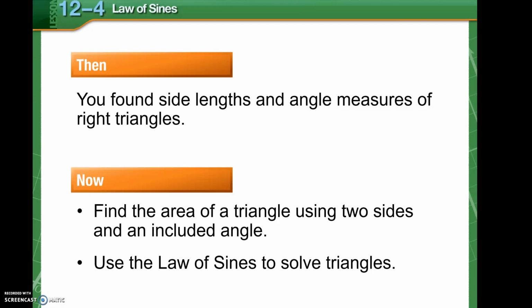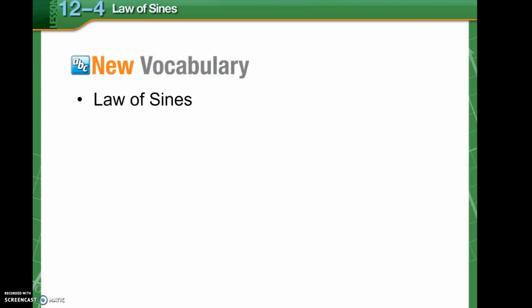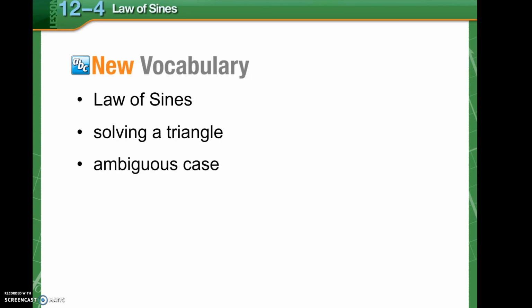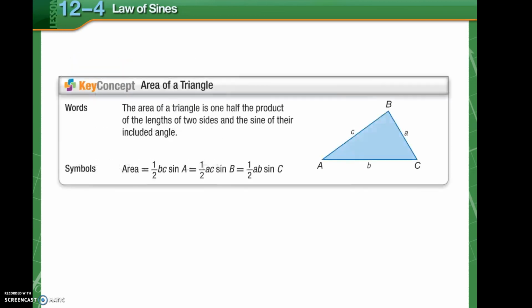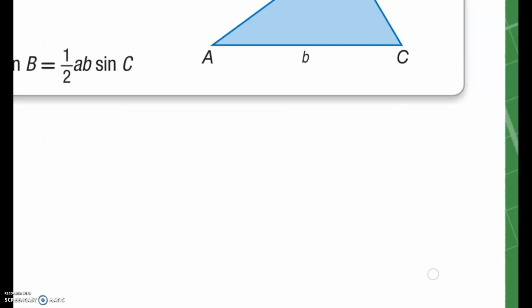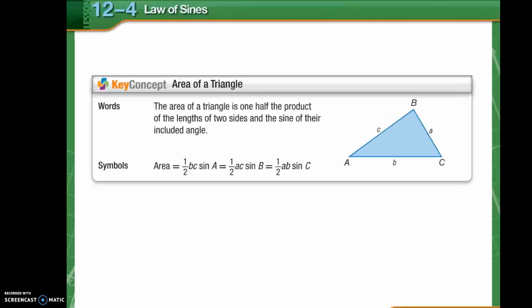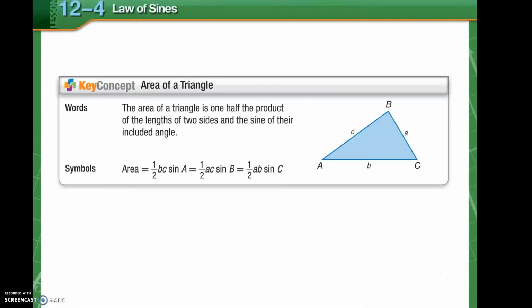So first we're finding areas, and then we're going to use the law of sines to solve. When we talk about solving a triangle, we're talking about finding every missing part, all angles and all sides. The area of a triangle can be found by 1/2 of two sides times the sine of the angle in between. It can be any two sides, but it has to be the sine of the angle in between those two sides. It's called the included angle.